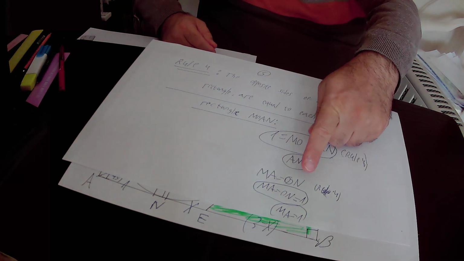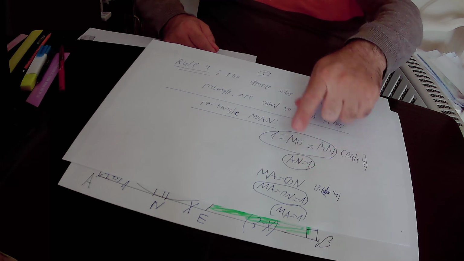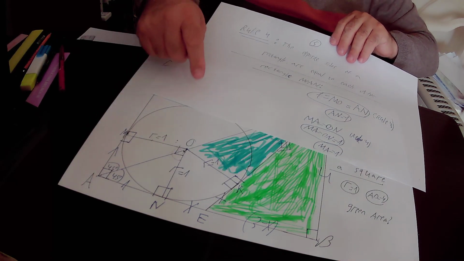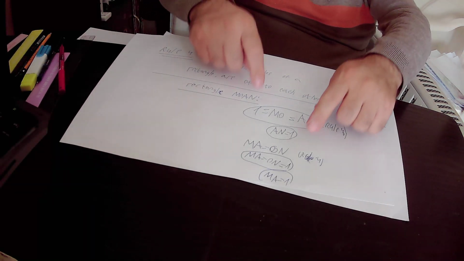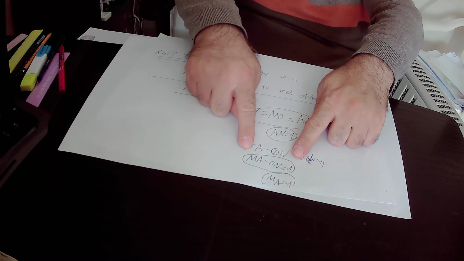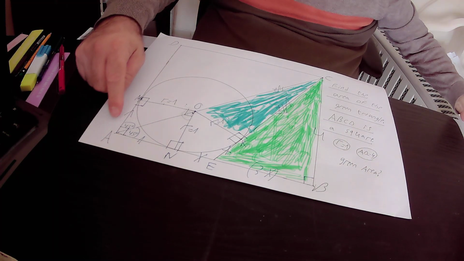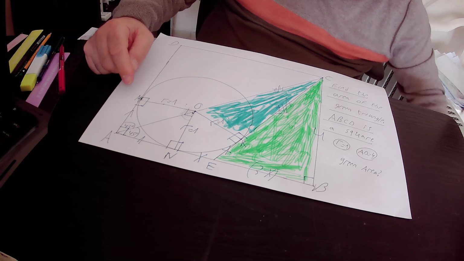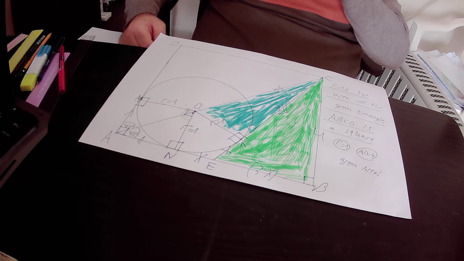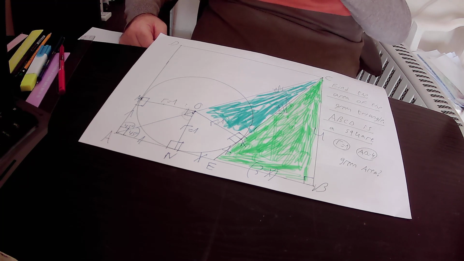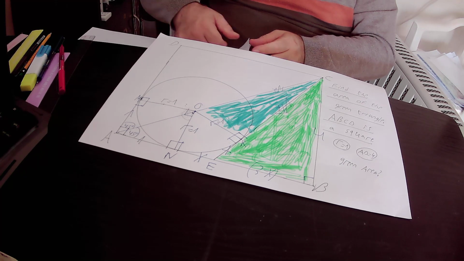MA will be equal to ON, according to rule number 4. But we know that NO equals 1 unit. We have already found out that NO equals 1 unit. So from this equality we will get that MA also equals 1. So actually we found out that all four sides of rectangle or quadrilateral MOAN are equal to each other, and it has also four right angles.